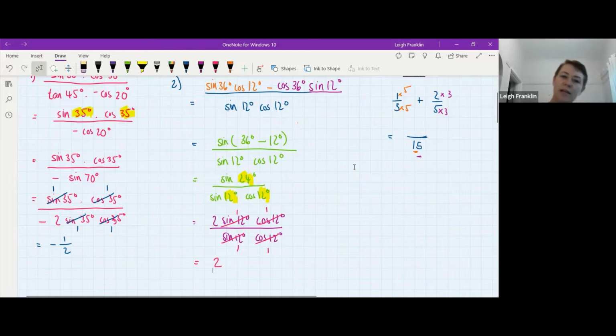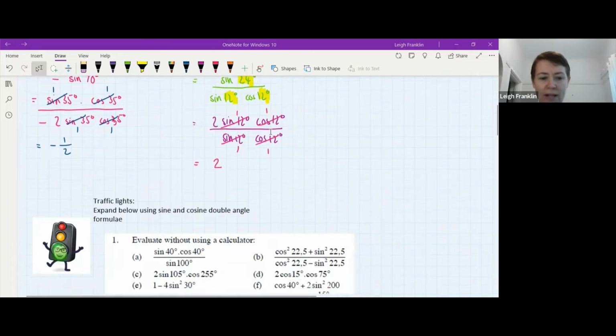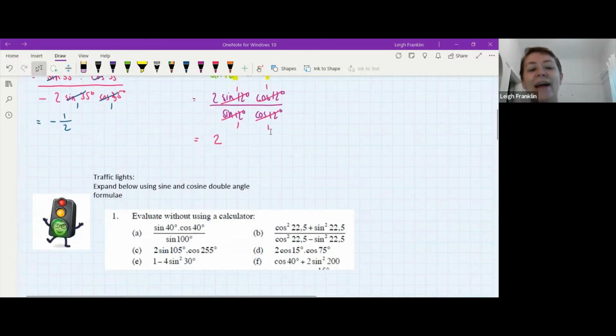So can you see compound angles and double angles came into this particular question? These are the sorts of things they're going to expect you to be able to do without a calculator. Okay, guys, no calculators are allowed. All right, so now I've talked enough. Let me give you an opportunity to try.